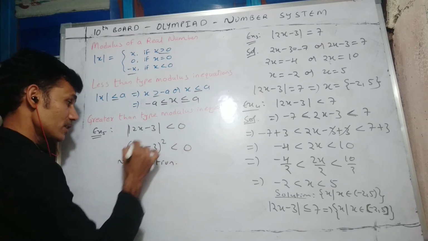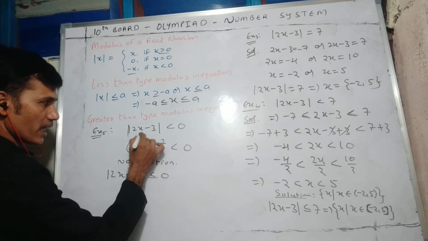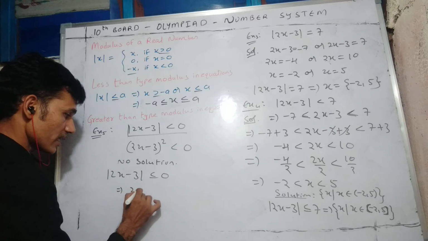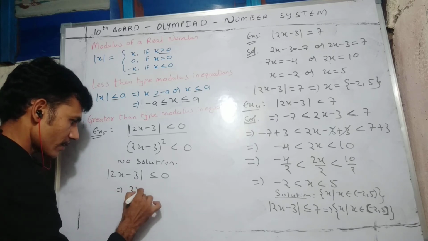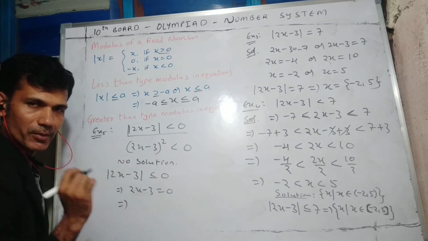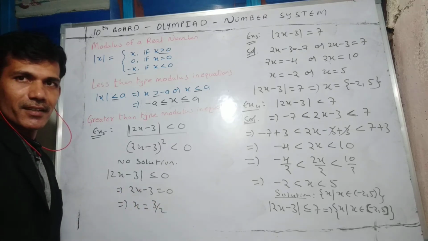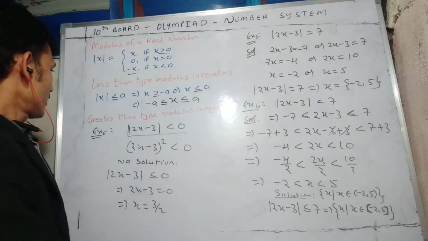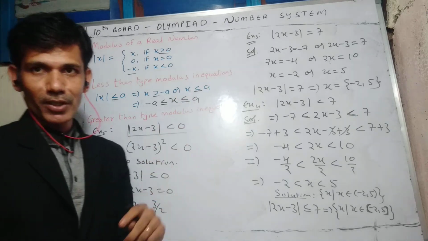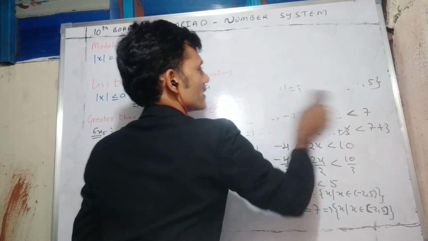If less than or equal to 0, that is different. For 2x minus 3 less than or equal to 0, we won't have a solution for the less than 0 part. But what happens now? That 2x minus 3 equal to 0, there you can solve like a linear equation and you will have only one solution, that is x equal to 3 upon 2. Okay, done. So we have covered less than type modulus inequations. Now we have to discuss greater than type modulus inequations, so that we'll end this session. We'll cover all types of problems.